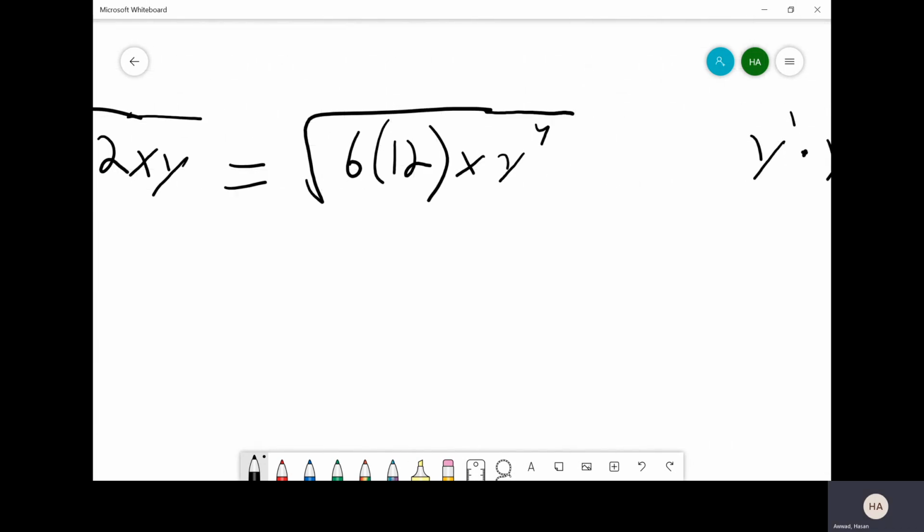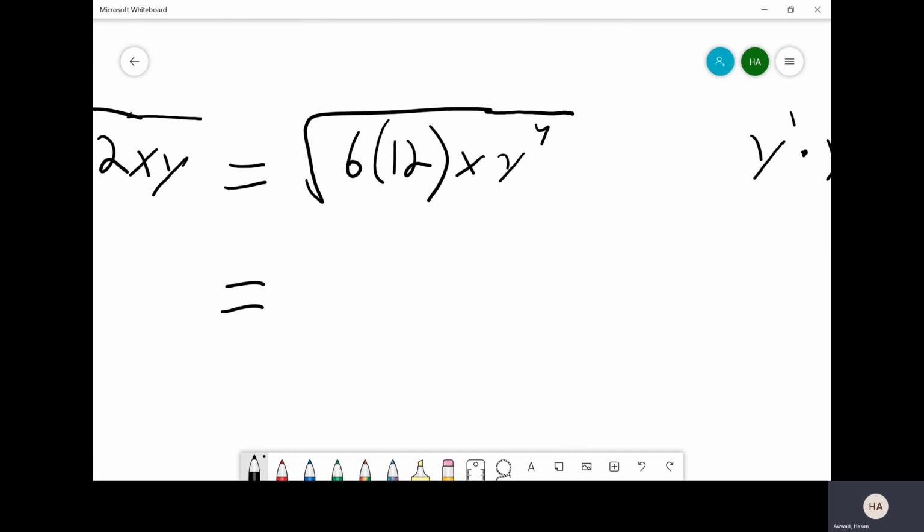Okay? All right. Well, now you could go through and you could multiply 6 times 12, and 6 times 12 is 72. And then you can go through the process that we did before of breaking 72 down into hopefully finding a perfect square, right? So that's one way to approach this. I'm going to approach this a little differently.